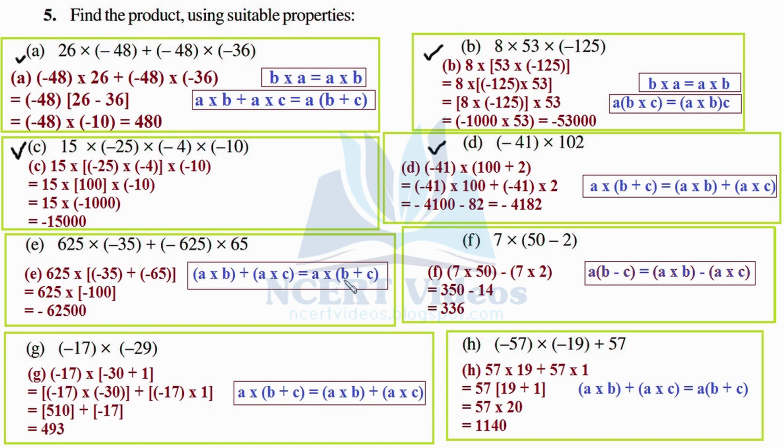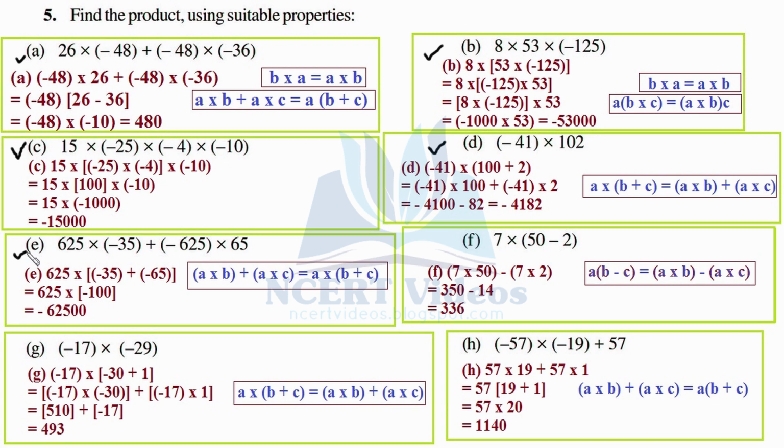Now solving this, minus 35 plus minus 65 is what? Negative 100, because both are negative. We add them up and give them a negative sign. Now just fixing two zeros to 625, and plus minus is minus, therefore the answer is minus 62500.